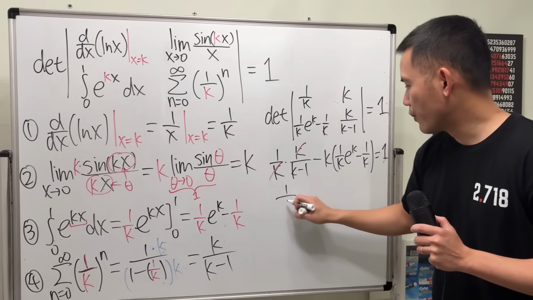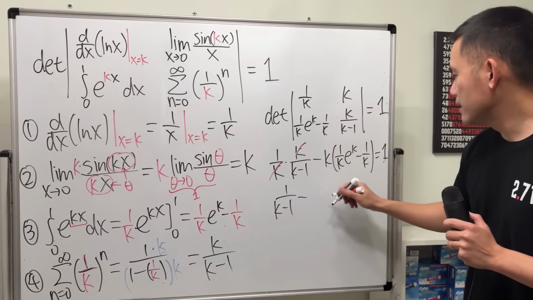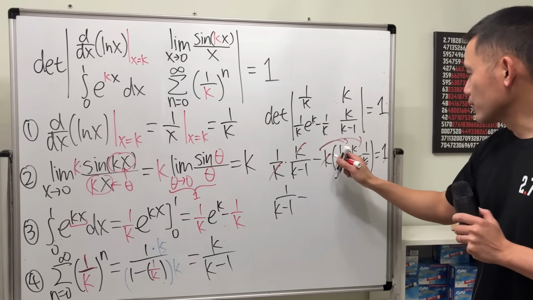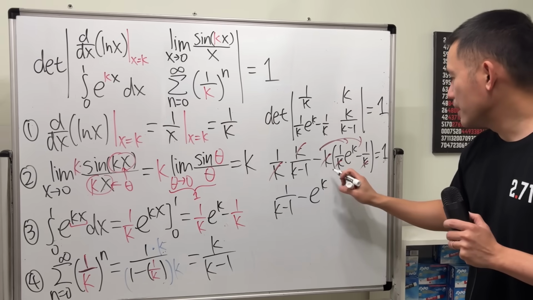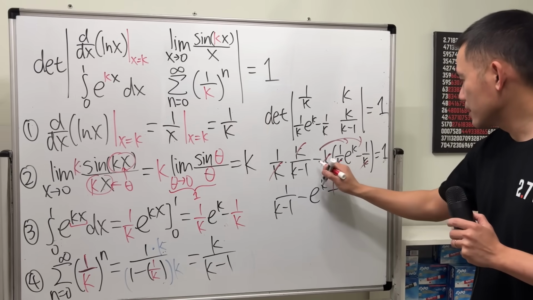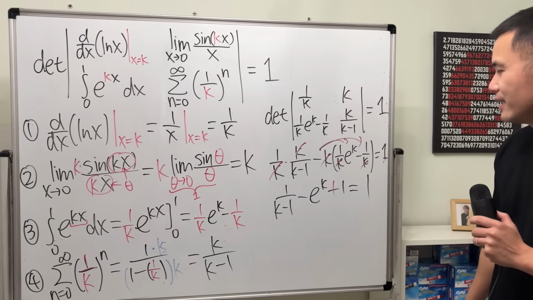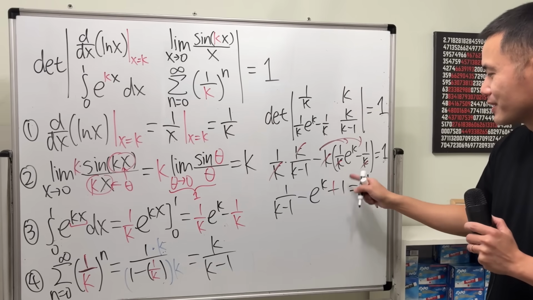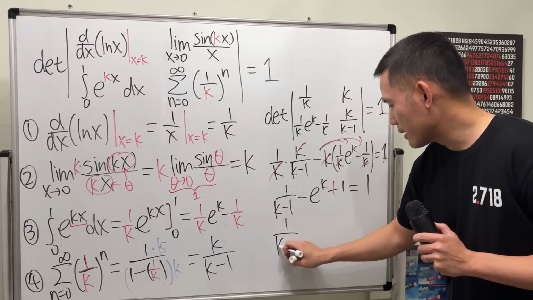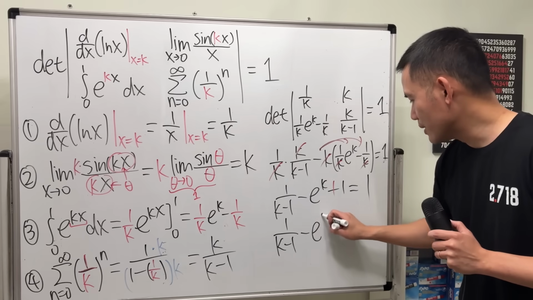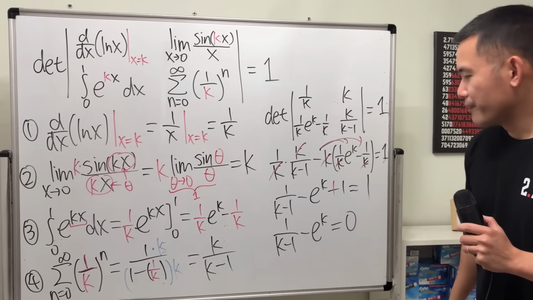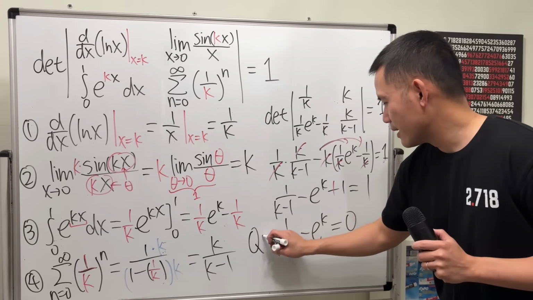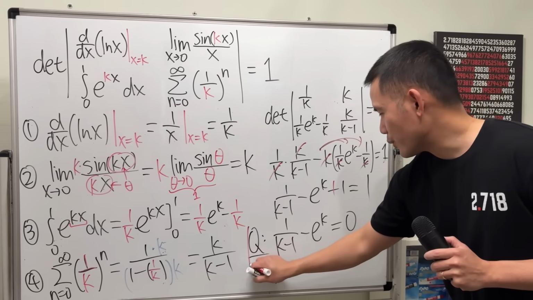So we have 1 over k minus 1 minus, reduce this, distribute the negative, so we have minus e to the k plus 1, that's equal to 1. And 1 plus 1 on both sides, so it doesn't matter. So this 1 over k minus 1 minus e to the k is equal to 0. Okay, and then we are solving for k, right? This is the equation that we have to solve.